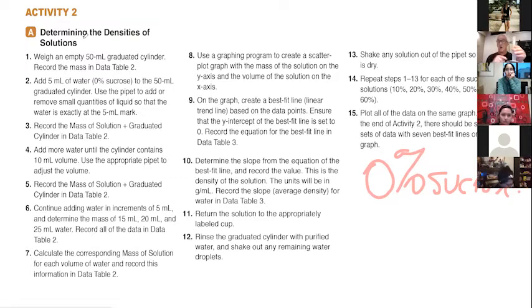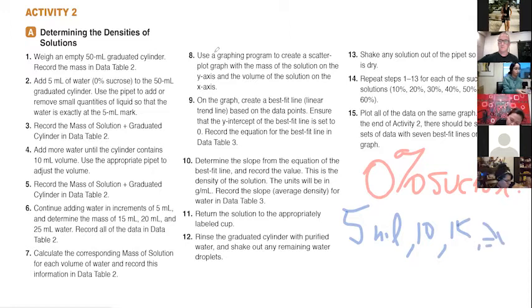Then we're going to turn on the balance and measure this thing empty. Then we're going to add 5 mils while we're looking at it like this. Measure the mass, and then add 10. Measure the mass, add 15. We're not going to take any liquid out. We're just going to keep adding liquid to it. So we're going to measure the mass at 5 mils, and then 10, 15, 20, and 25. At each one of those, we're going to measure the mass.